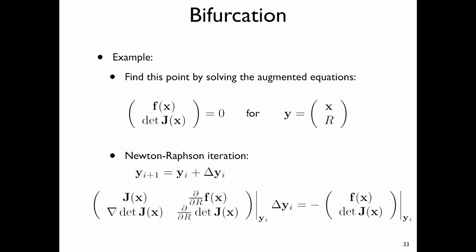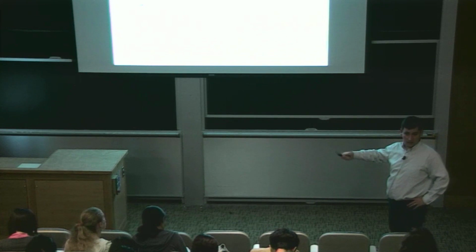Okay? To do Newton-Raphson, that means we need to compute the Jacobian. This is confusing. We've got to compute the Jacobian of these augmented equations, right? The derivatives of these augmented equations with respect to our augmented unknowns. So that'll be the derivatives of f with respect to x, the derivatives of f with respect to r, the derivatives of the determinant of the Jacobian with respect to x, that's this gradient here, and the derivatives of the determinant of the Jacobian with respect to r. This is our augmented Jacobian. Right? The augmented Jacobian times the Newton-Raphson step is equal to minus the function we're trying to solve, evaluated at the previous iteration. Solve this system of equations, you'll get your Newton-Raphson step, and you can find the solution to the augmented equations, right? It'll converge quadratically.